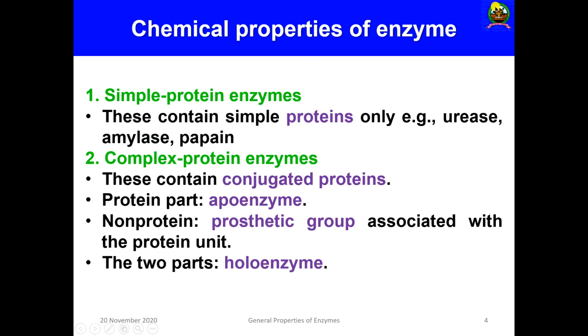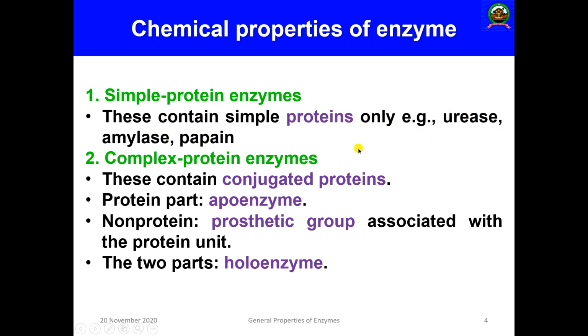Now, what are the chemical features of enzymes? They are either simple protein enzymes or complex protein enzymes. Why are they simple proteins? Because they consist of only simple protein, for example urease, amylases, papain.